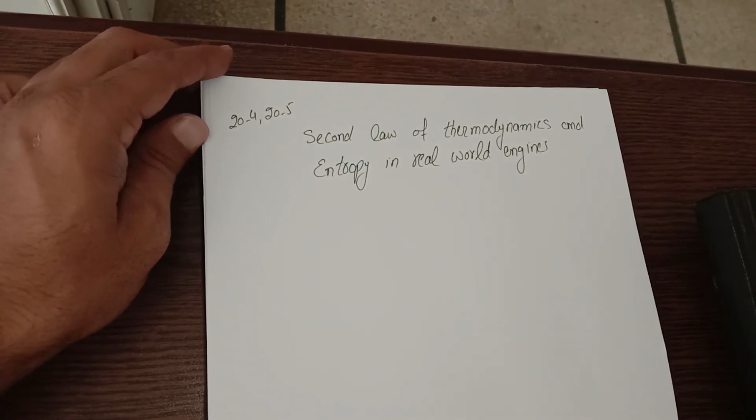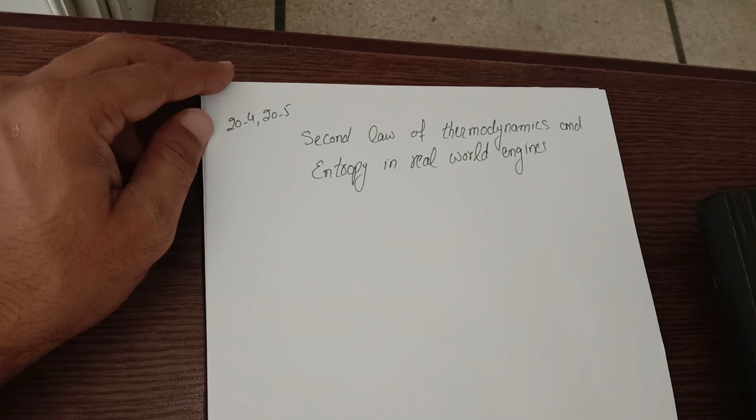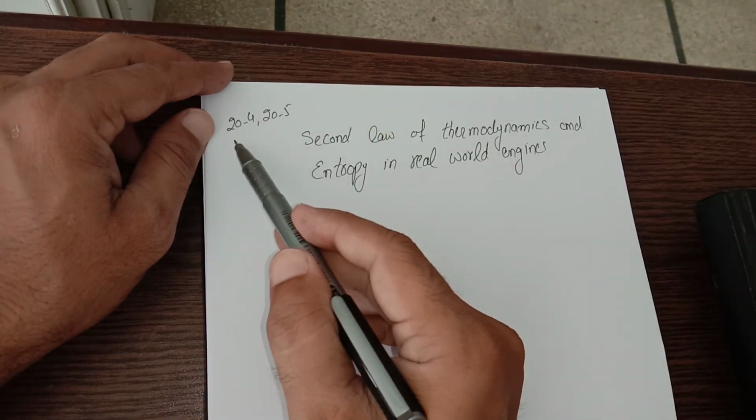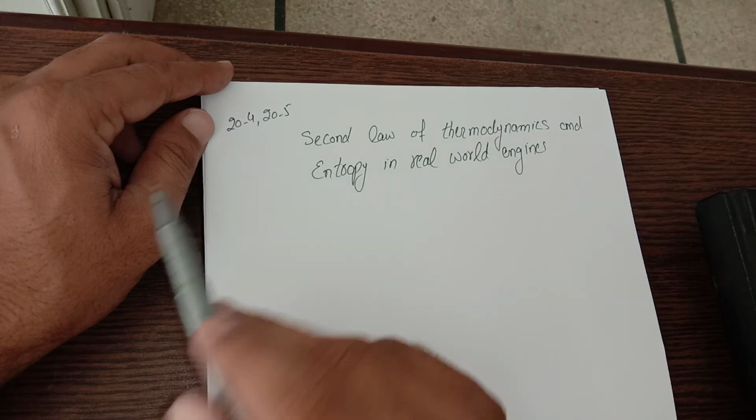In this video lecture I am going to talk about second law of thermodynamics and entropy in real world engines like Carnot engine and Stirling engine. These are topics 20.4 and 20.5 of the Halliday, Resnick and Walker book Fundamentals of Physics.